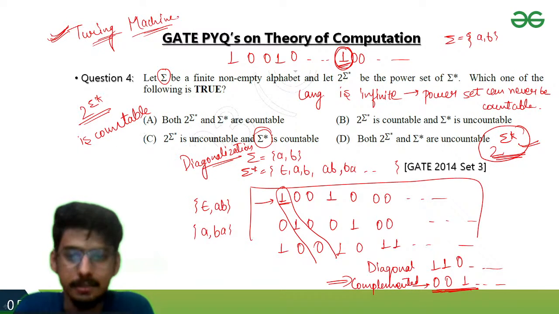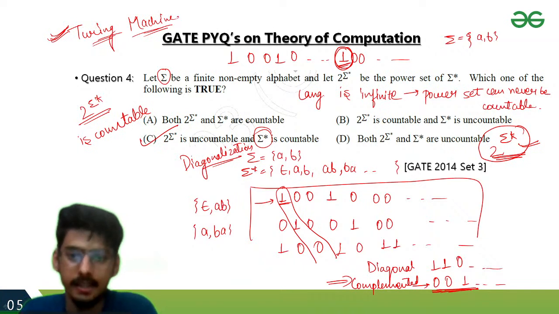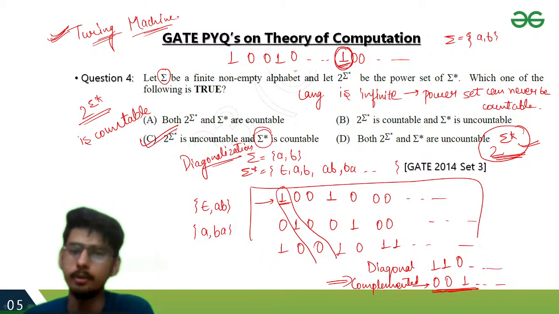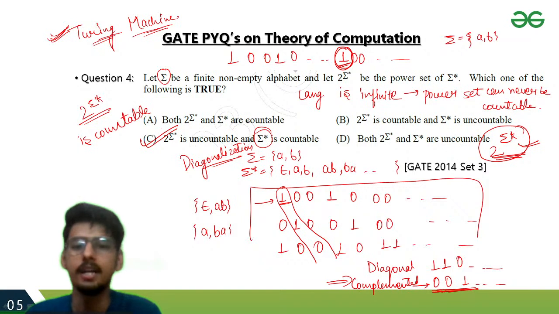So 2 to the power sigma star is uncountable and sigma star is countable. Okay, this is the diagonalization theorem. If you want to read more about it, you can just Google it and you will get that. But the whole idea is that you can draw a bigger table and then visualize it.